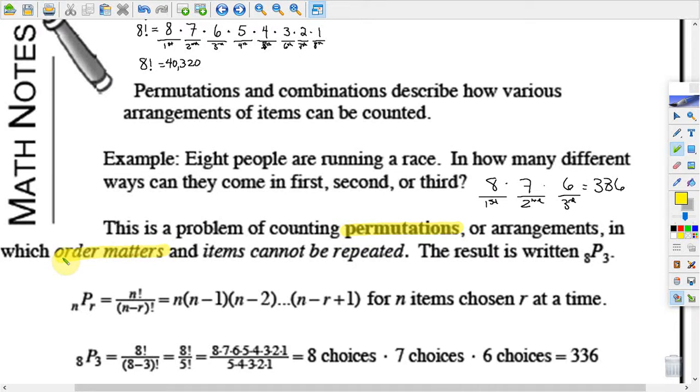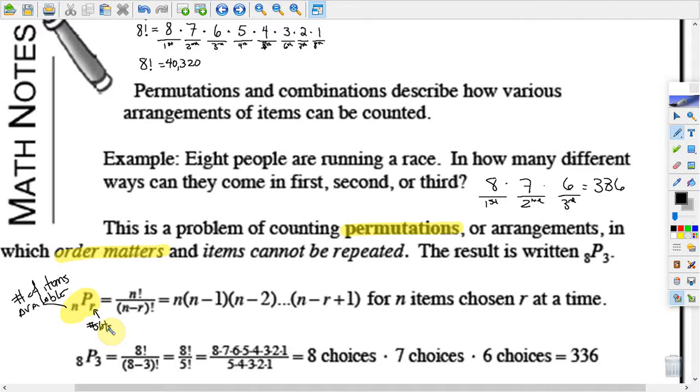The notation that we have for that is nPr, where n are the number of items or people or whatever available, and r are the number of slots that you have to fill. And I'm using that term kind of loosely there.